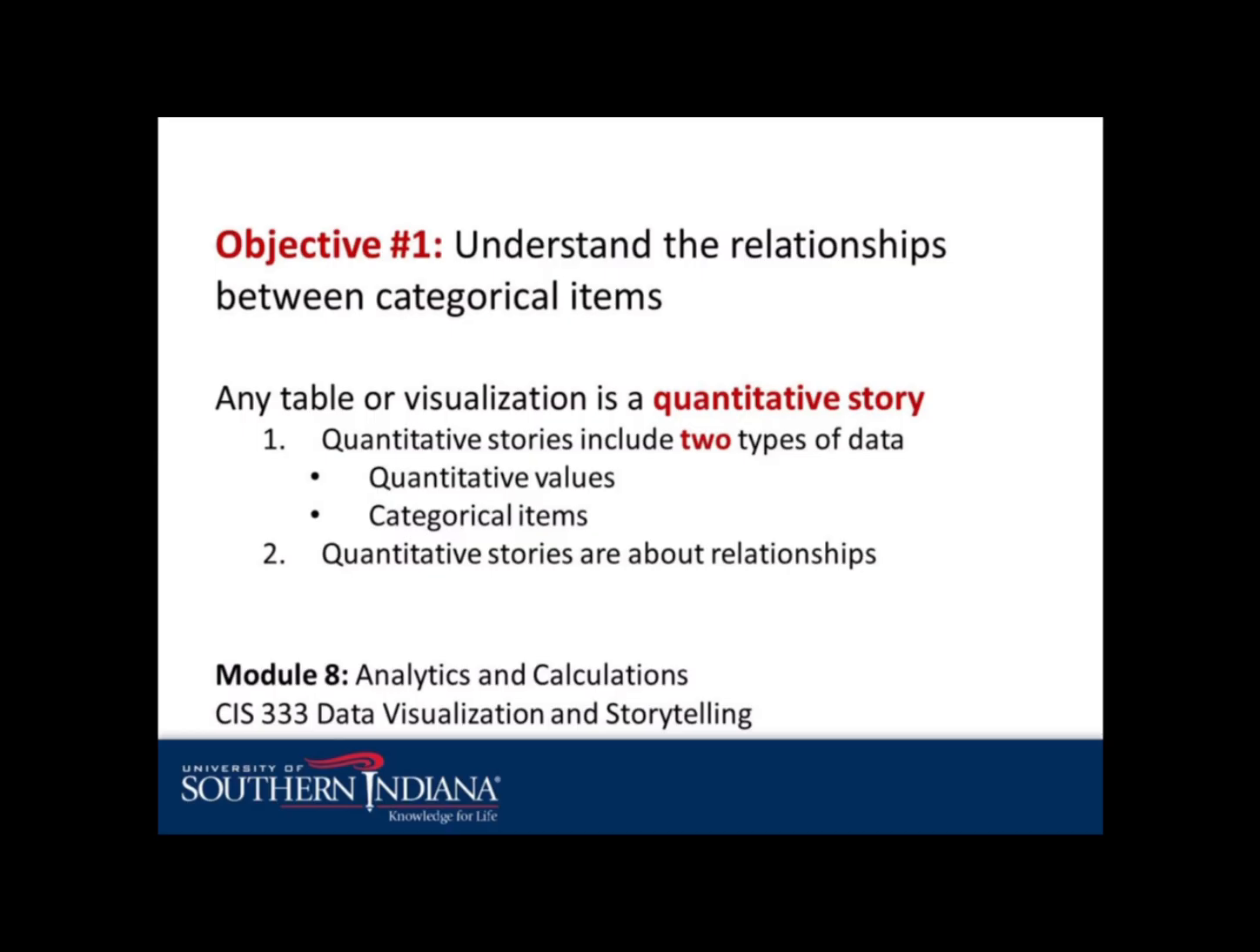Any table or visualization is simply a quantitative story. A quantitative story is going to have two types of data. You have to have quantitative values, obviously. But then you could have one or more categorical items to help give some meaning to the quantitative values. So quantitative stories are just about relationships. And we've talked a lot about relationships. We're going to talk a little bit more about relationships today.